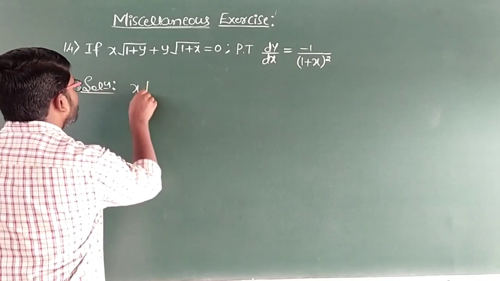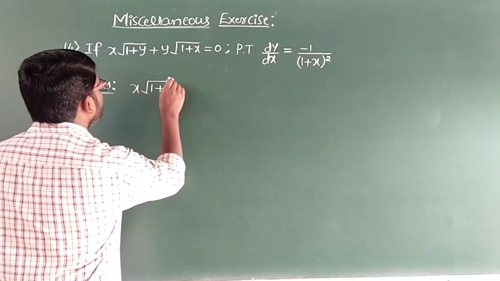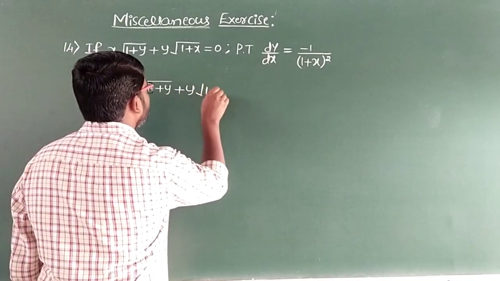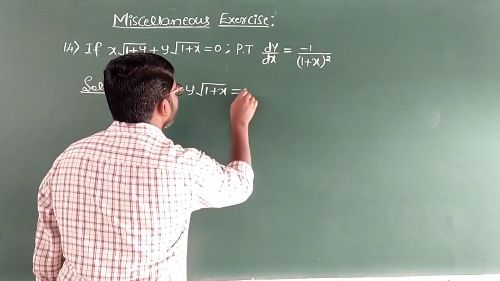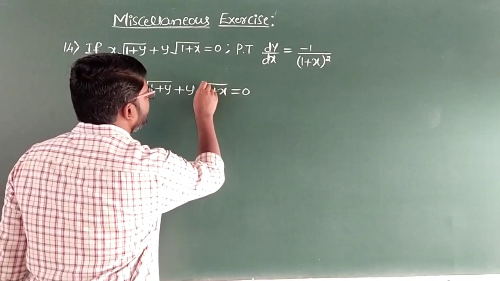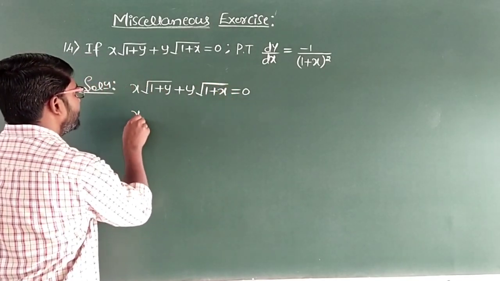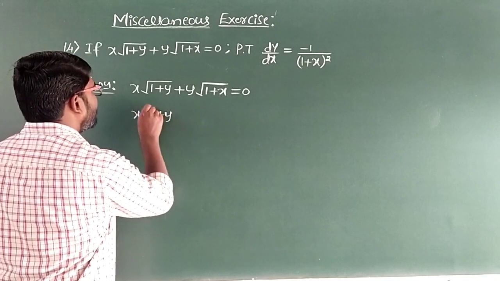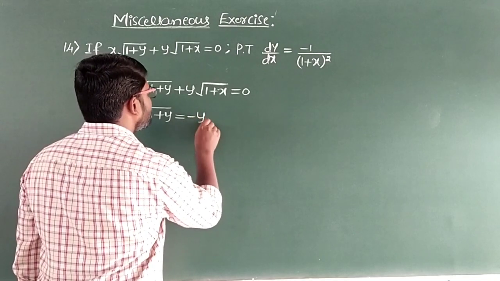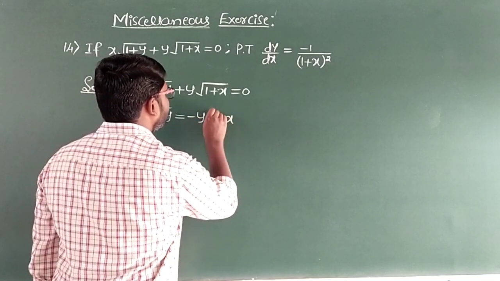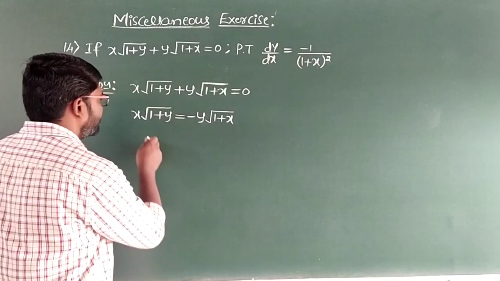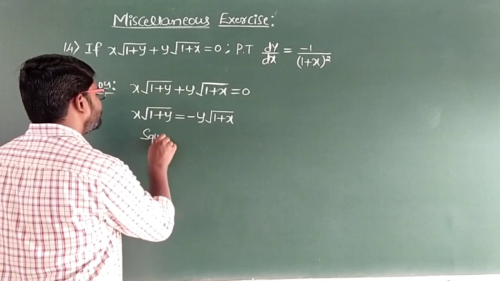x into square root of 1 plus y, plus y times square root of 1 plus x, which is equal to 0. Now in the next step I will take this to the right hand side, it becomes minus. So let us write that now. x into square root of 1 plus y equals minus y times square root of 1 plus x. So now in order to eliminate these square roots, we have to go for squaring on both sides.